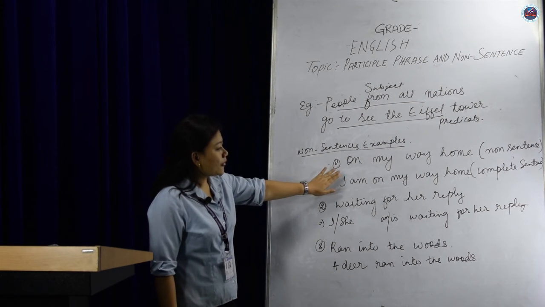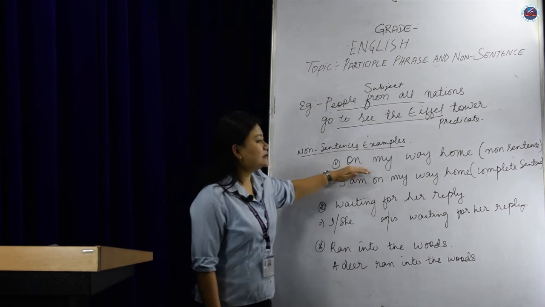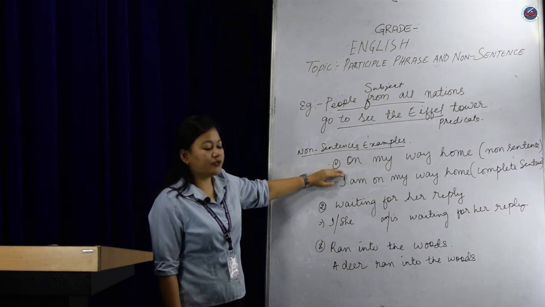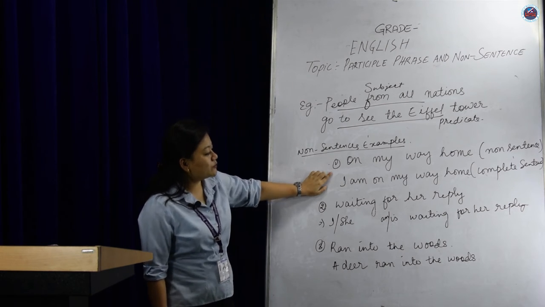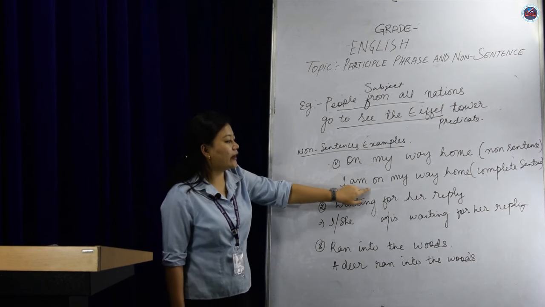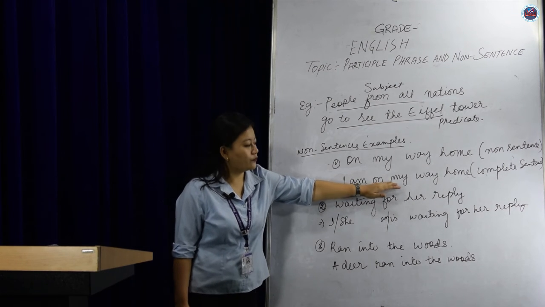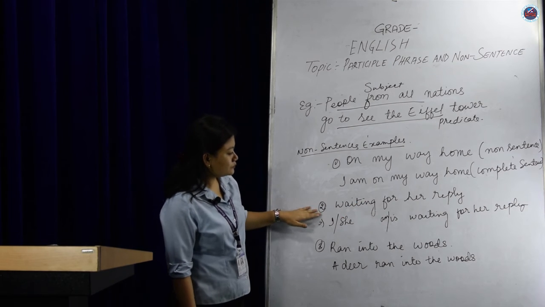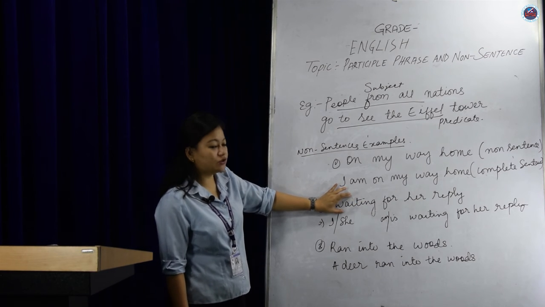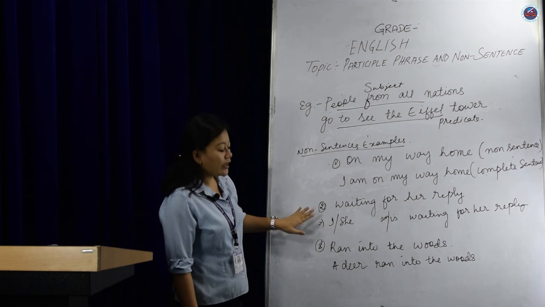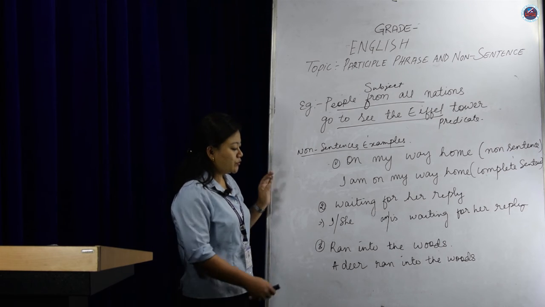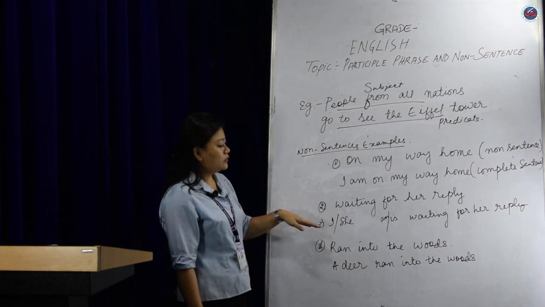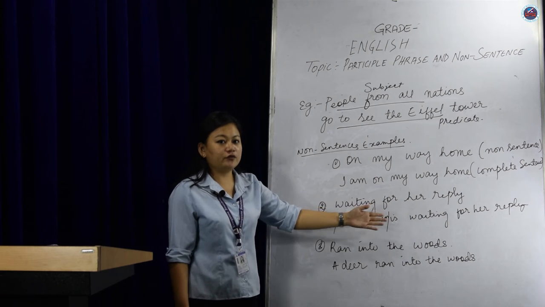First, on my way home. This is a non-sentence. Why? Because it does not give us a complete sentence. The actual complete sentence will be, I am on my way home. Now second example, waiting for her reply. This is also an incomplete sentence or a non-sentence. The actual complete sentence should be, I am waiting for her reply, or she is waiting for her reply.